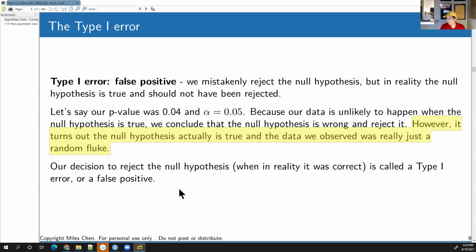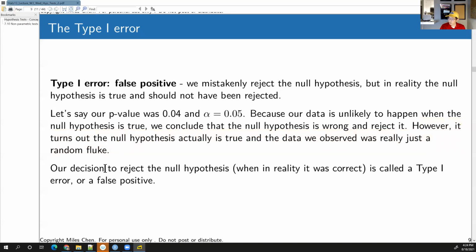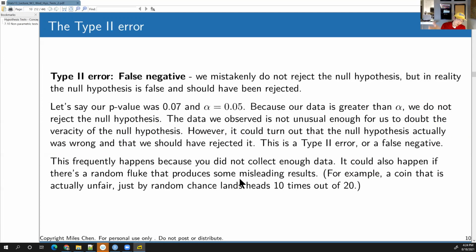It's possible, right? And so in this case, our decision to reject the null hypothesis when in reality it was correct, we call that a type 1 error. That's known as a false positive. Okay. The other type of mistake is the false negative, right? We don't reject the null hypothesis. That's our decision. We look at the data and we go, oh yeah, this data could have been the result of just random chance if the null hypothesis were true. So we're not going to reject the null hypothesis, right? But in reality, the null hypothesis was wrong. We should have rejected it, okay?